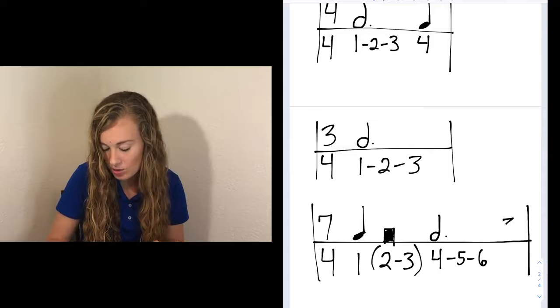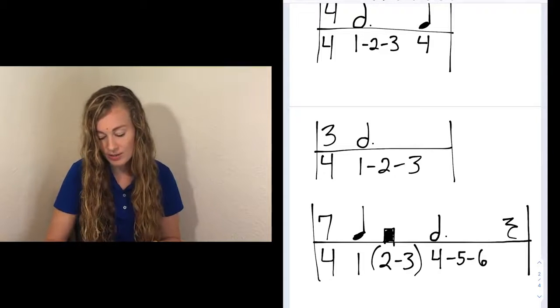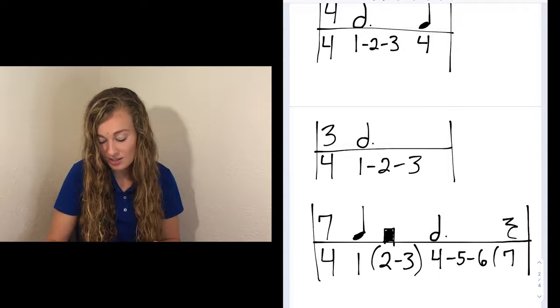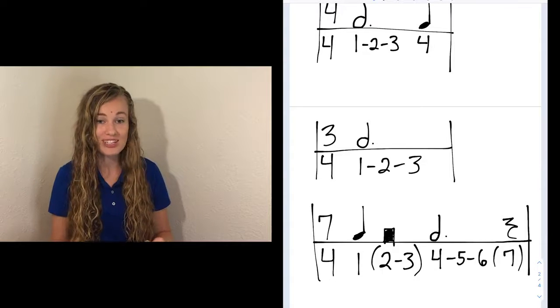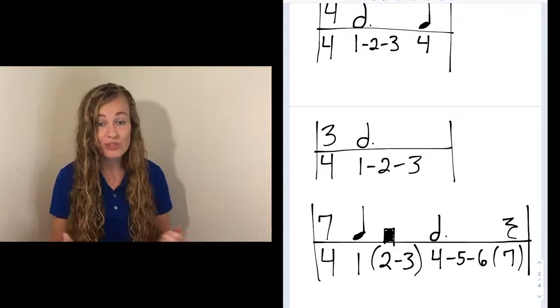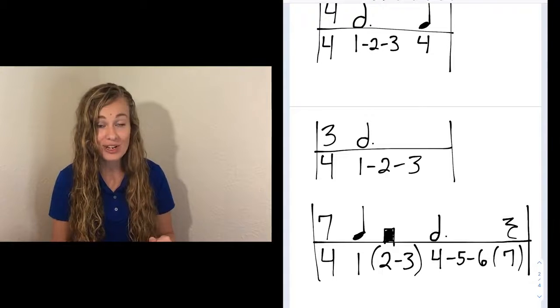Let's go ahead and draw a quarter rest. So this is gonna be our beat 7, and it's gonna be in parentheses. So make sure you have this written down. That's just a few examples of how we can use our dotted half notes. That's all I have for you guys today on our theory.